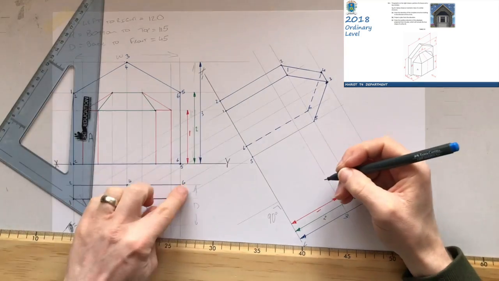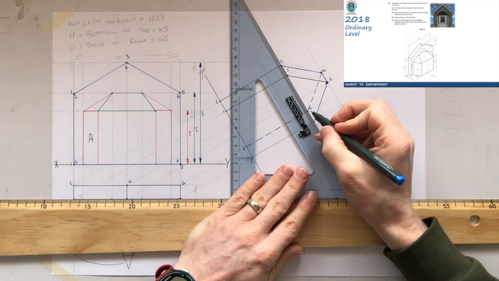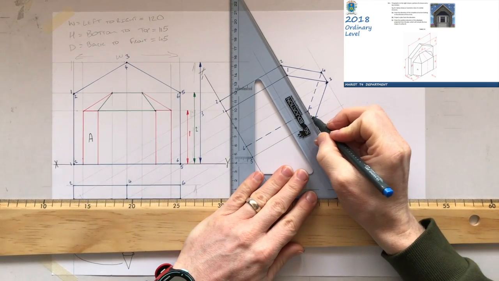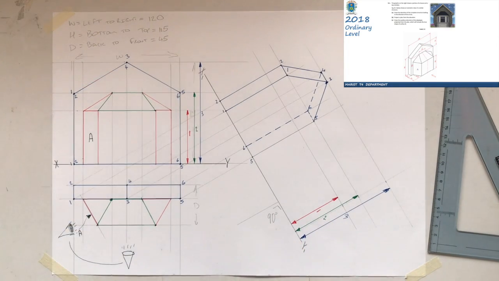Okay, and what else? 6 gets connected to 5. So I can draw in that as well. So again, by just taking 1 point at a time and building up the question, we can see that we're going to end up getting the answer we want. So that is the back part of the building done.